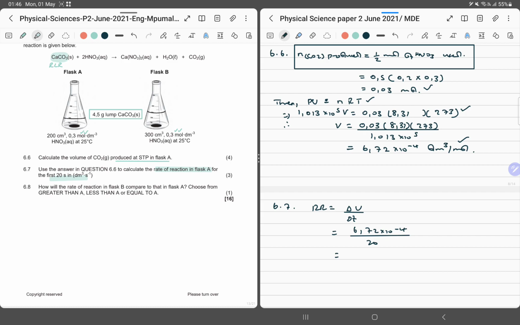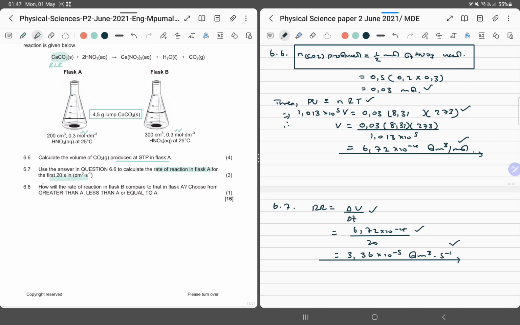So 6,72 to the exponent minus 4 divided by 20. We're getting here 3,36 times 10 to the minus 5 decimeter cubed per second. Okay, not a problem. Very simple calculation here. So formula, substitution, answer, easy stuff.